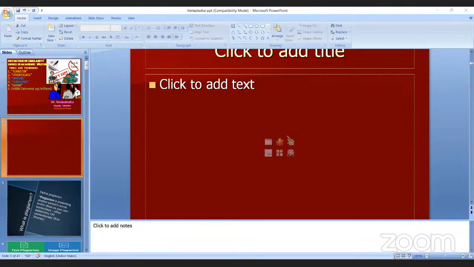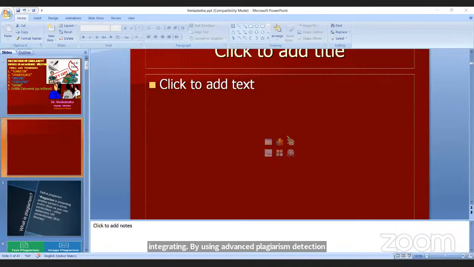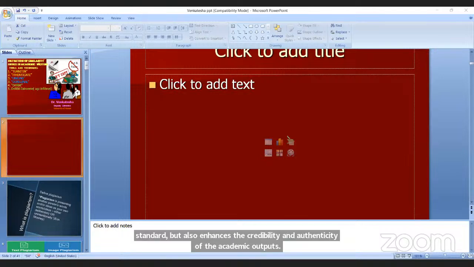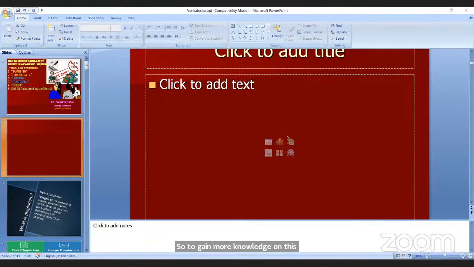By using advanced plagiarism detection tools, researchers can compare their work against extensive databases of published literature, identifying potential overlaps or unintentional similarities. This practice not only safeguards ethical research standards, but also enhances the credibility and authenticity of academic outputs. So to gain more knowledge on this topic, detection of similarity index in academic writing, we have with us Dr. Venkatesh, Deputy Librarian, Manasa Gangotri, University of Mysore.